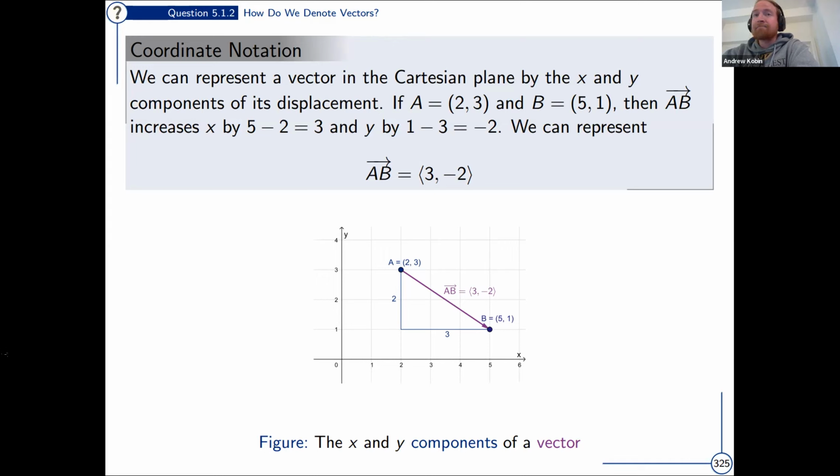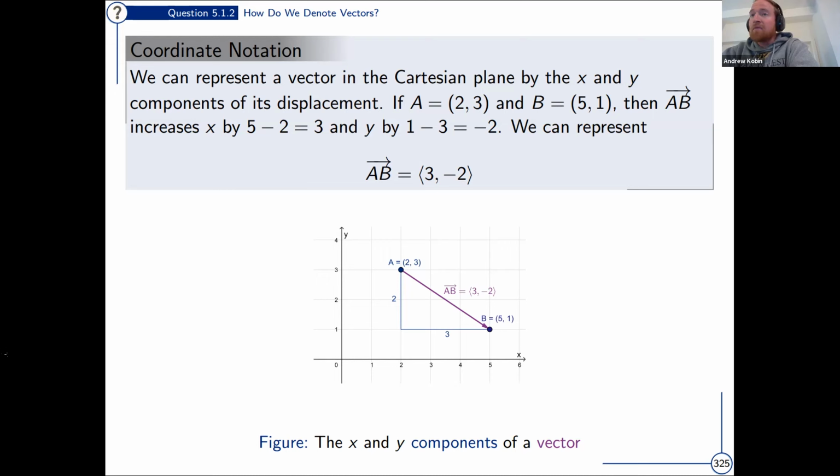representing that vector. So for example, if we have a vector V that's given by a starting point A, which is (2, 3), and an ending point B, which is (5, 1), then the vector AB can be represented by the coordinates (3, -2). And the way to think about this is that the x coordinate 3 is the displacement in the x coordinates of the points. Traveling from A to B, we go from x equals 2 to x equals 5, and that's an increase of 3. So AB, the vector, has x coordinate 3.